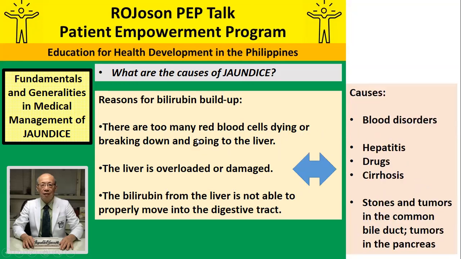So causes of too many red blood cells dying, as I said, are blood disorders. Examples of those at the level of the liver: you have hepatitis, then you have drugs that can cause toxicity to the liver, and then cirrhosis. And then in post-hepatic jaundice, you can have stones and tumors in the common bile duct and tumors in the pancreas.